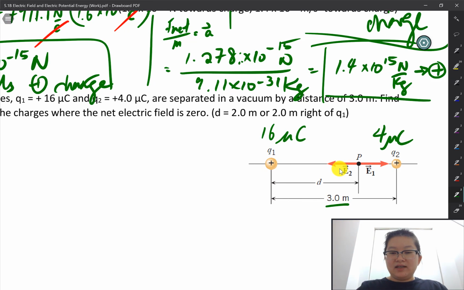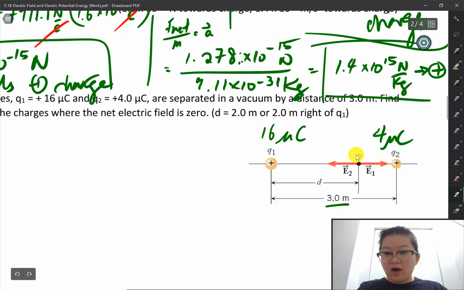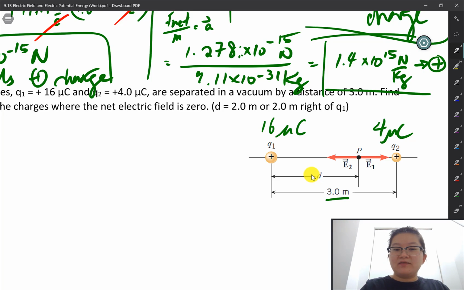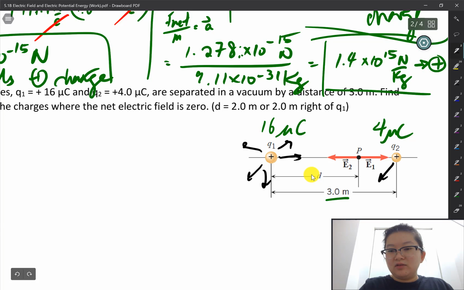So this question shows us where P is, and it's actually showing the two vectors, where E2 and E1 are going to be exactly the same. And you're wondering, wait, why is this E2 pointing towards Q1? But don't forget, when you draw the electric field from a positive charge, the electric field points away from the positive charge. Okay, so just don't want to interfere with any of the diagrams here.